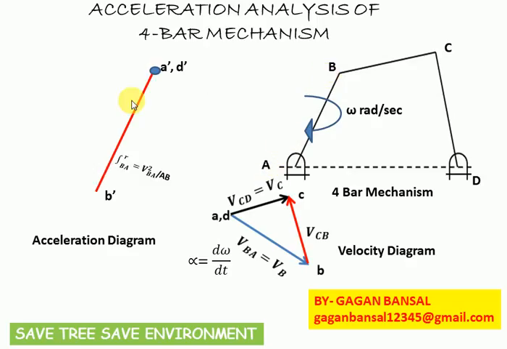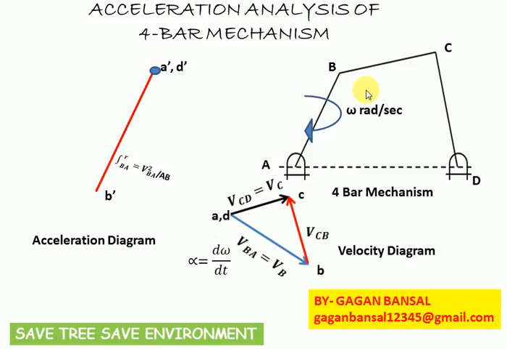So the acceleration of B with respect to A will be the radial acceleration of B with respect to A. So total acceleration of B with respect to A, that is vector A dash B dash, is parallel to link BA, and its magnitude is V square BA upon the distance BA or AB, and this V square BA we already know from the velocity diagram. So this vector A dash B dash, which is parallel to BA, is drawn, and it represents total acceleration of point B with respect to A, and it is towards the center A of the configuration diagram.